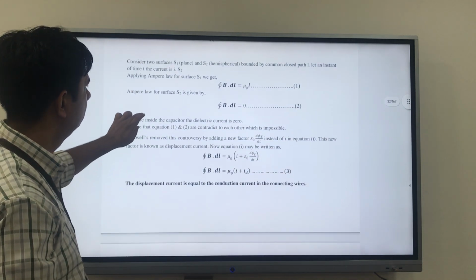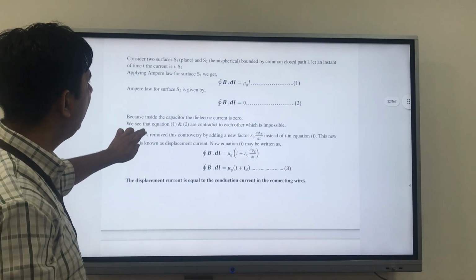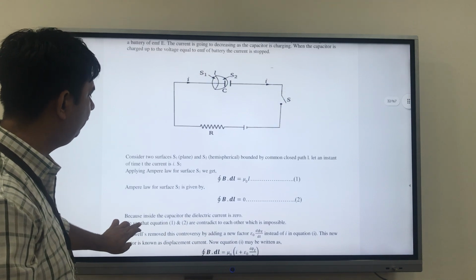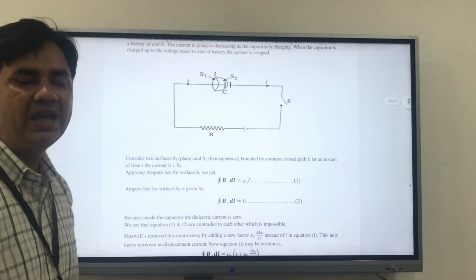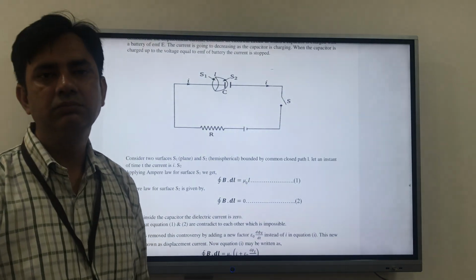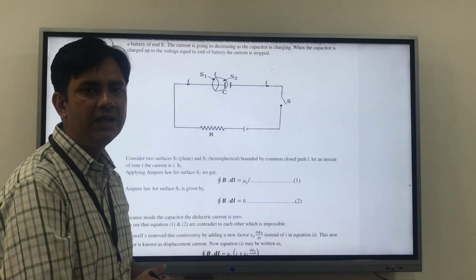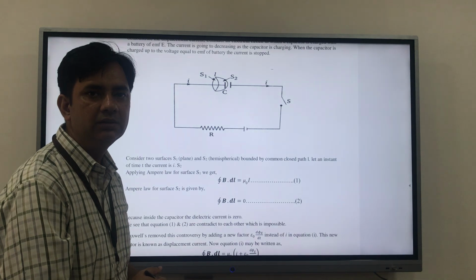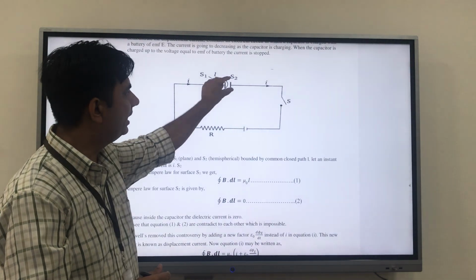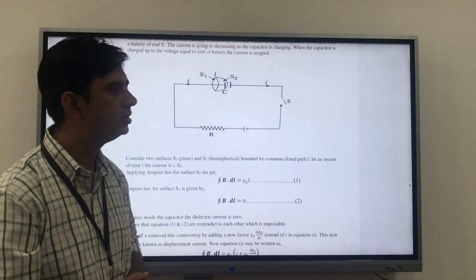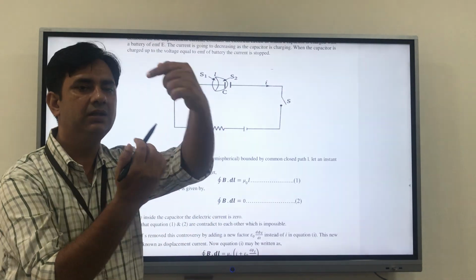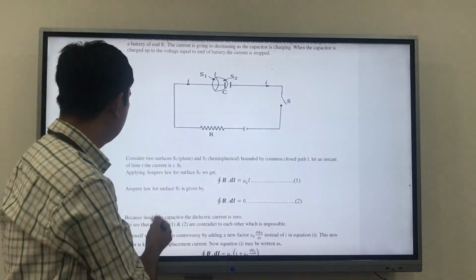Now, see. Now what we have to do? We have to apply Ampere's circuital law at this particular point, and we have to apply the same law at S2. So what will we observe? Here we have a hemispherical layer. So what will be the answer?